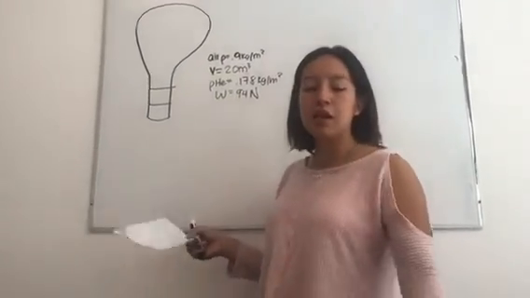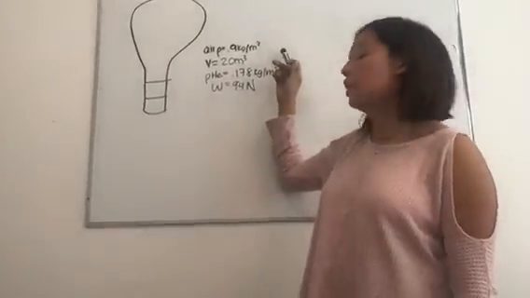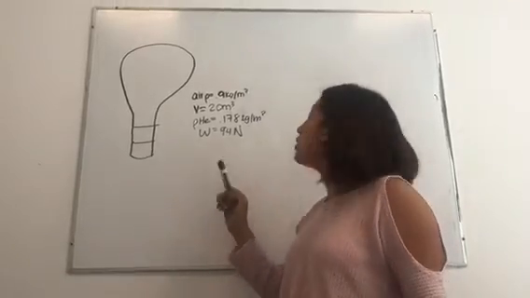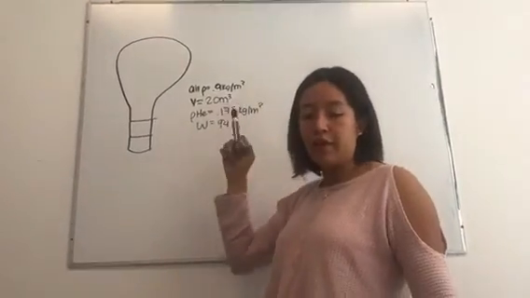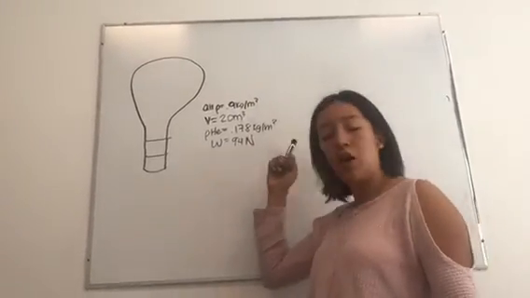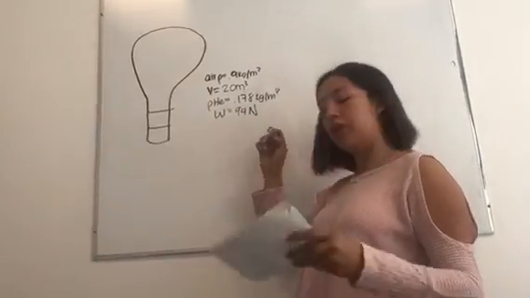Fifth problem says a balloon operates at an altitude where the air density is 0.9 kilograms over a meter cubed. At that altitude, the balloon has a volume of 20 meters cubed. The balloon is filled with helium. The density of helium is 0.178 kilograms over a meter cubed, and the balloon weight is 94 newtons.